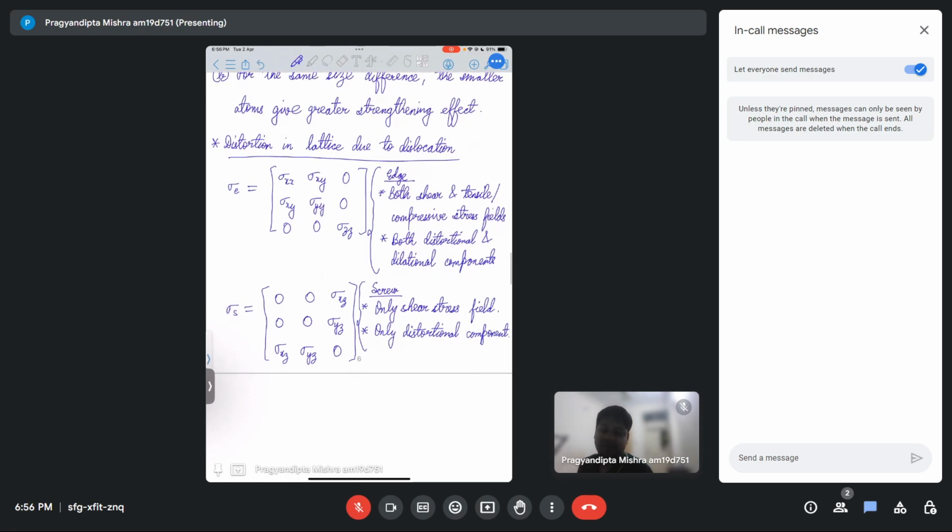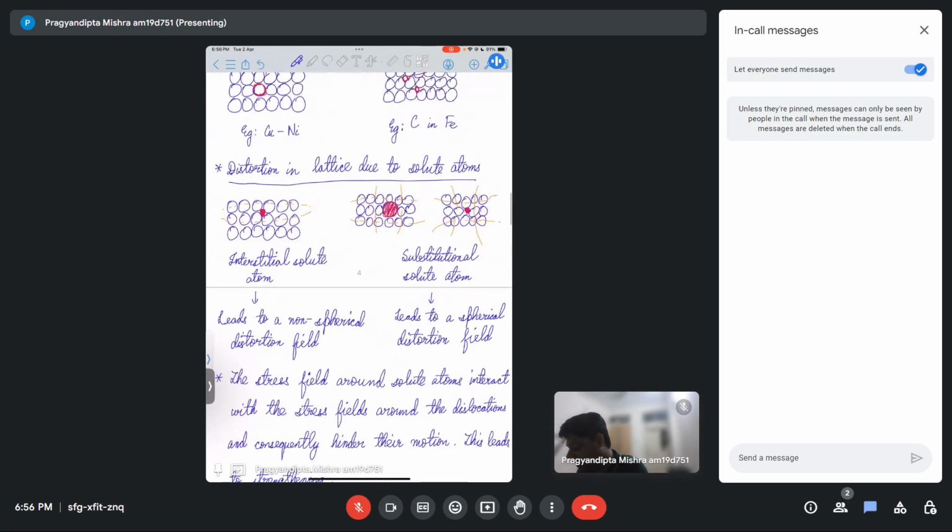Now that we know what kind of components we are seeing, can we relate it back to whatever distortional field that we saw? In interstitial, we saw a non-spherical distortion field, a longitudinal field that went in one direction. So it has both dilational and distortional components. While in substitution, we are seeing a spherical kind of distortion field, concentrated around it. So it is only distortional. There is no dilational component to it.